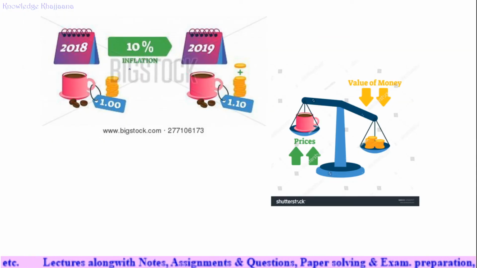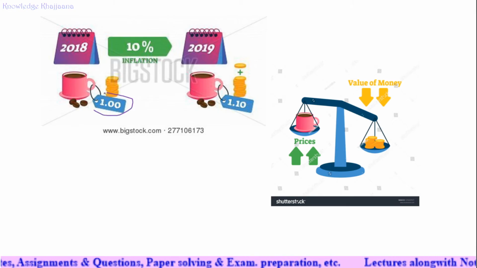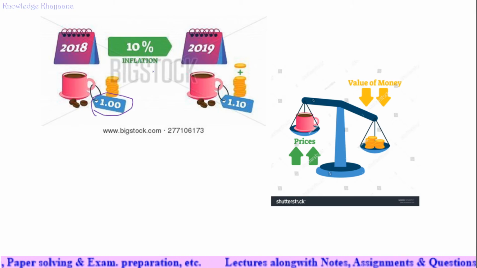See, in 2018, the price of this cup was, for example, $1. And there is 10% inflation in 2019. So in 2019, with the 10% inflation, the price of that cup is $1.10. That is the inflation.